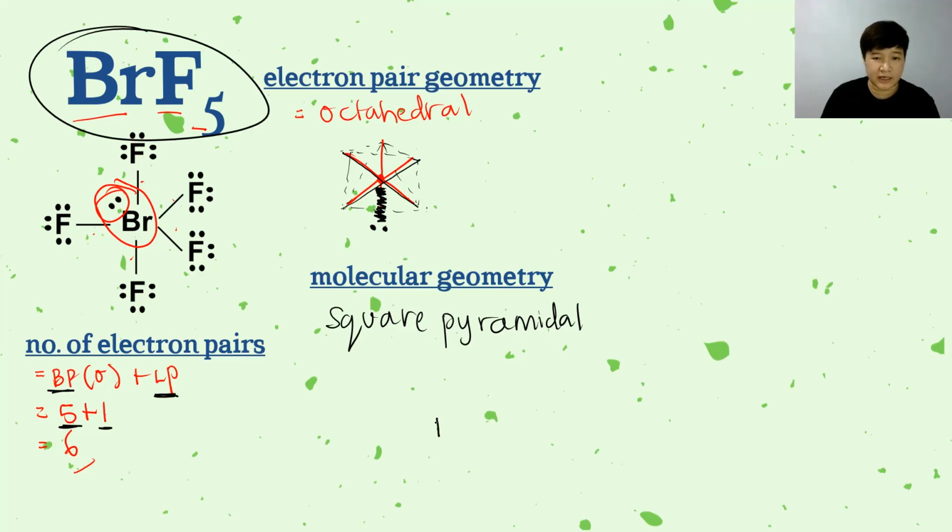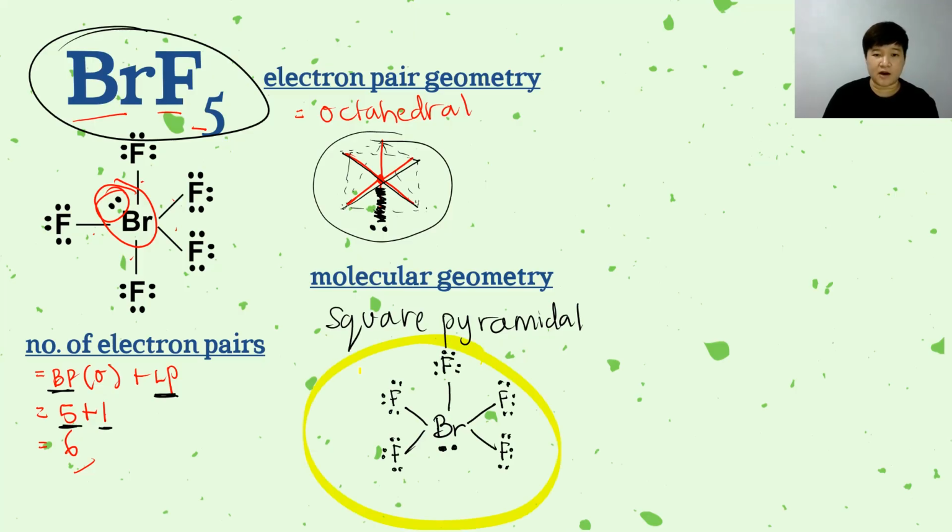Simple. Put in your central atom. I have my Br. Just follow what you have above here. So you have a bond up there. You have a square in the center. And most important, you have a lone pair down here. And then you put in all your F as a terminal atom. And this is how a square pyramidal should look like for BrF5.